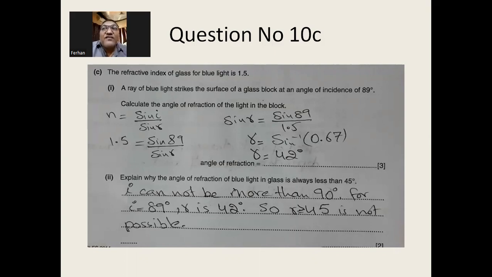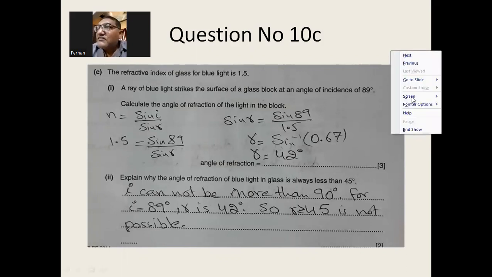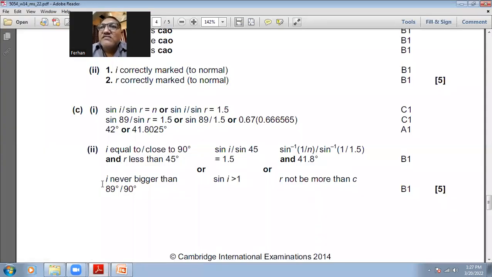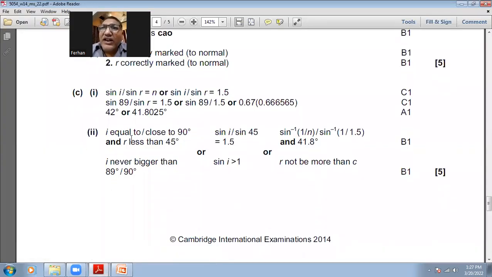And the angle of incidence cannot be 90, because when the angle of incidence is 90, the light will not deviate. There will be no refraction taking place. There will be no angle of refraction. A little tricky answer. So look here at the marking scheme. He says I is close to 90 and R is less than 45, I never bigger than 90. So that is our answer.